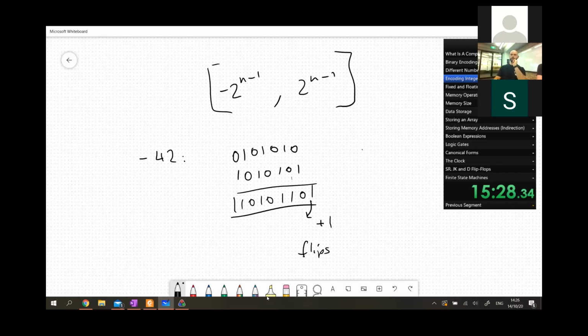And when we do that, we no longer have 2 to the n minus 1. Oh, sorry, my bad. This is our range for sign and magnitude. I missed the minus 1. But in 2's complement, we get 2 to the n minus 1, minus 1. So you can see we get 1 further when we use 2's complement on the negative end.